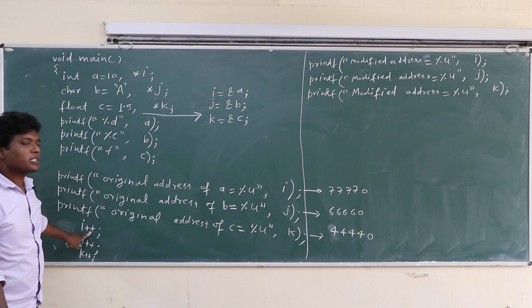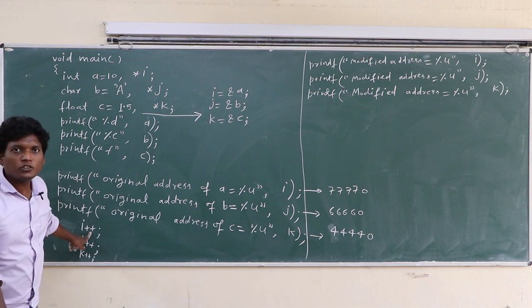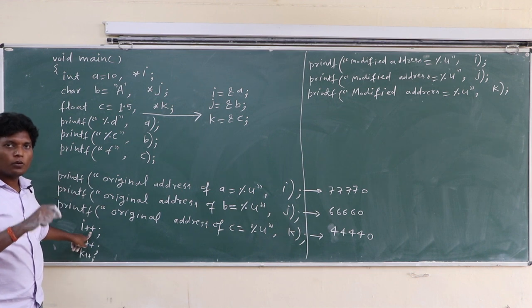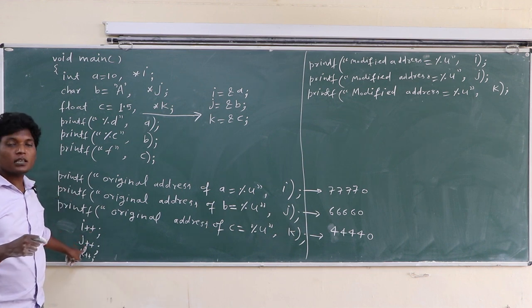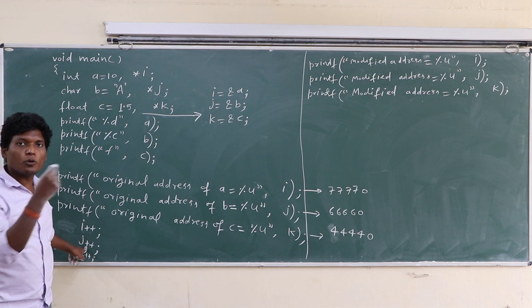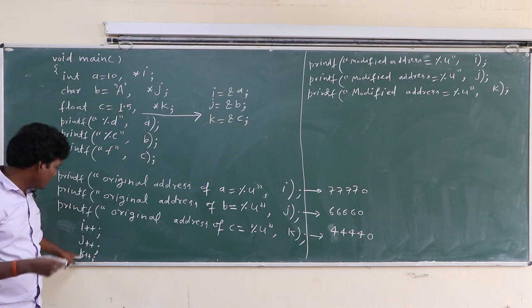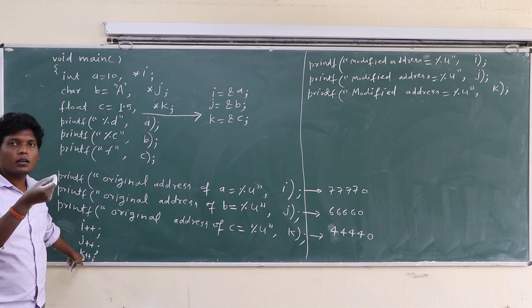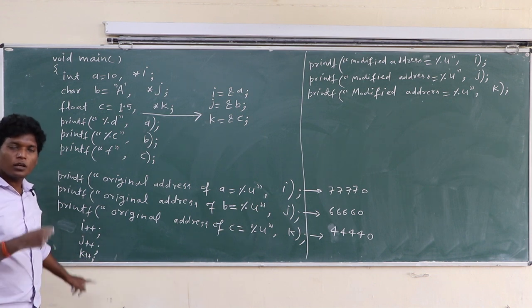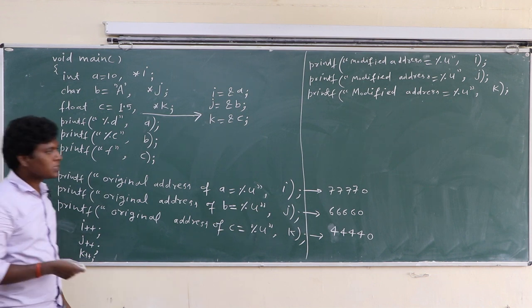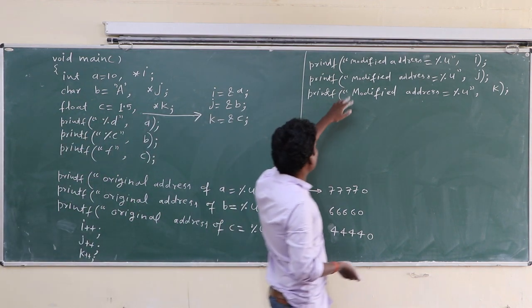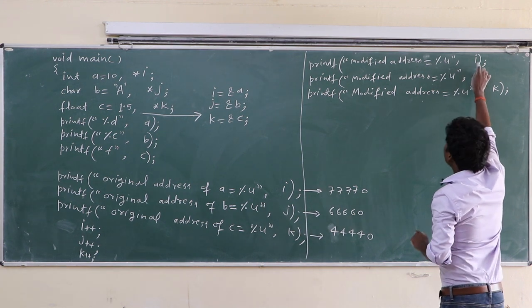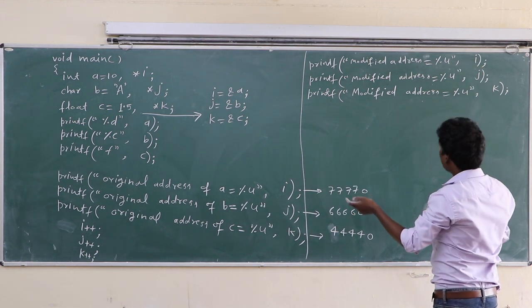When I plus plus is incremented, I points to the next location of its type. J plus plus shows the next location of its type. Pointer K points to the next location of its type when you increment K plus plus. So what will be the address now? Modified address equal to this, %u, print K, print I.